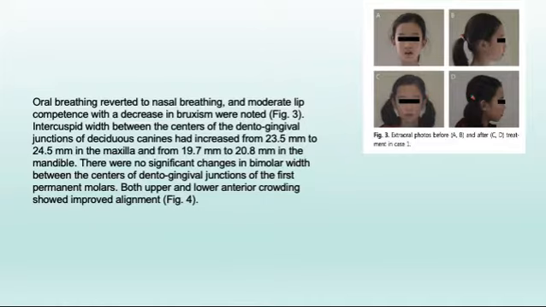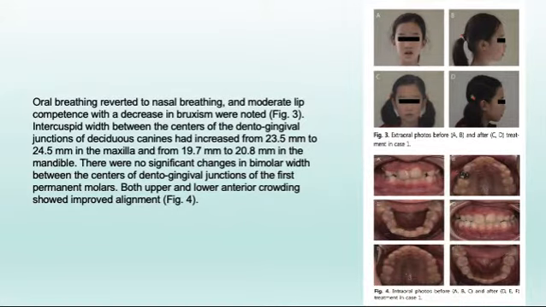The intercanine width, between the central dentogingival junction of the deciduous canines, increased from 23.5 millimeters to 24.5 millimeters in the maxilla, and from 19.7 millimeters to 20.8 millimeters in the mandible. There was no significant change in the bimolar width between the central dentogingival junction of the first permanent molars. Both upper and lower anterior crowding showed improved alignment, as in figure number 4.